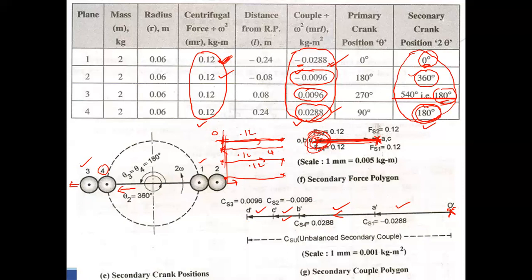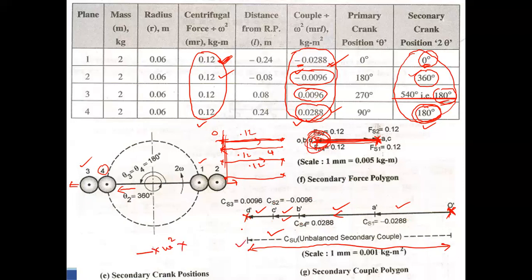So the polygon started at this point, ended at this point. It is not closed. Then this is the total distance. This is the unbalanced couple. Secondary unbalanced couple. You measure the distance. What you have to do? You put this distance multiplied by omega square.